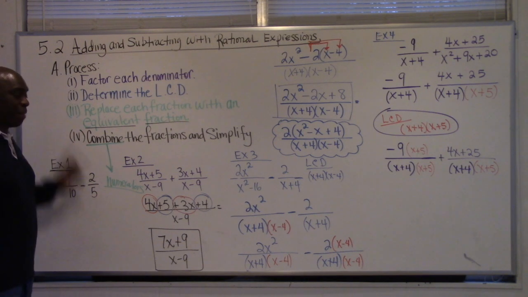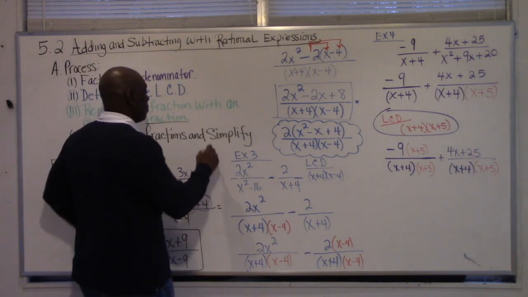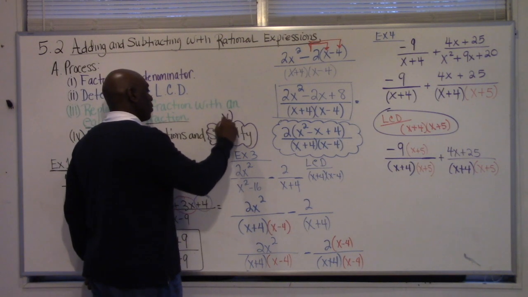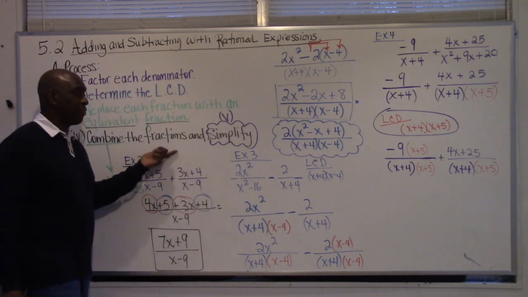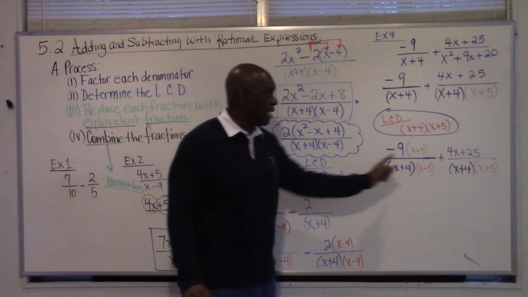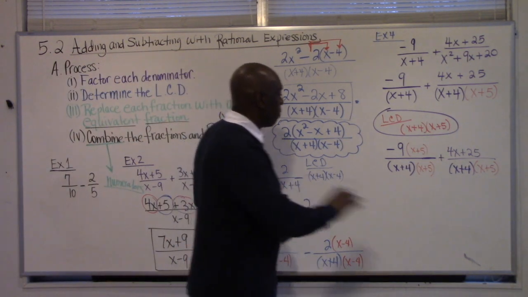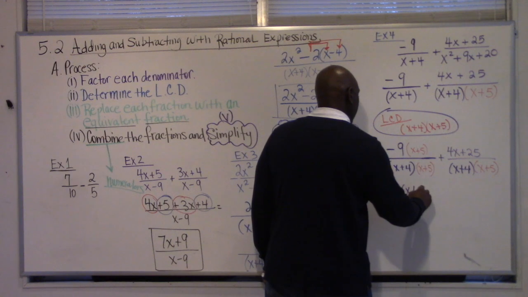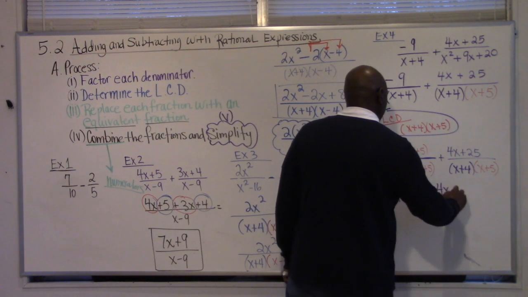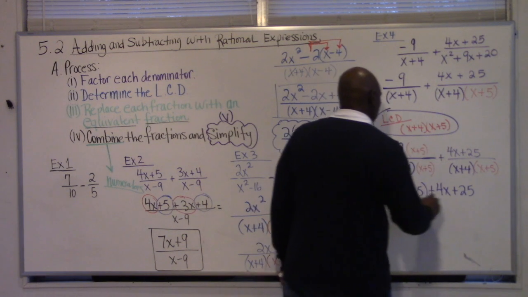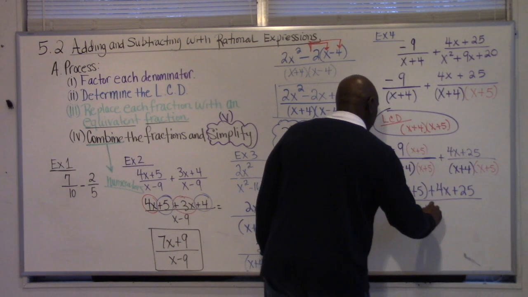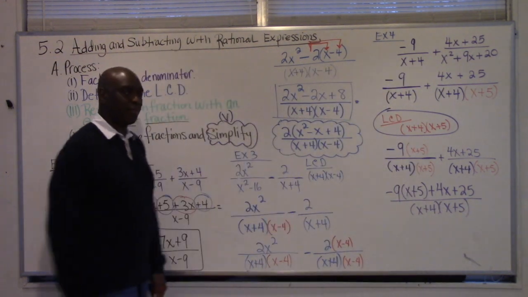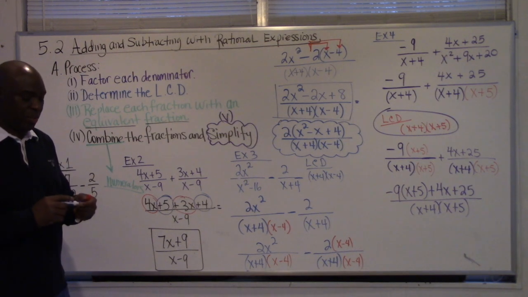Step 4, combine. To simplify, I probably should have made this a step 5, because combining is one thing and simplifying is something else. Let's combine now and simplify. If I combine it all, I'm going to have negative 9 times x plus 5 plus 4x plus 25, all divided by x plus 4 times x plus 5. That's the combining of everything. Now we have to simplify all of that.